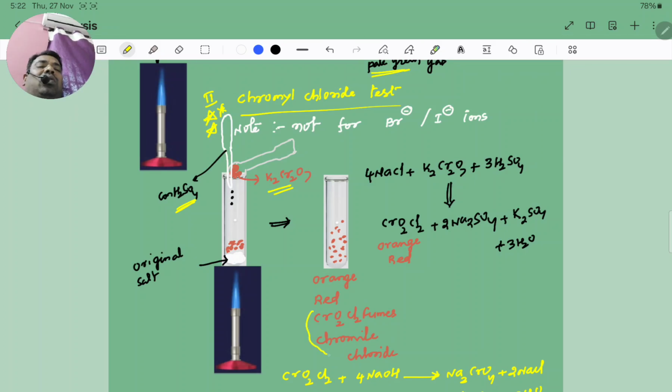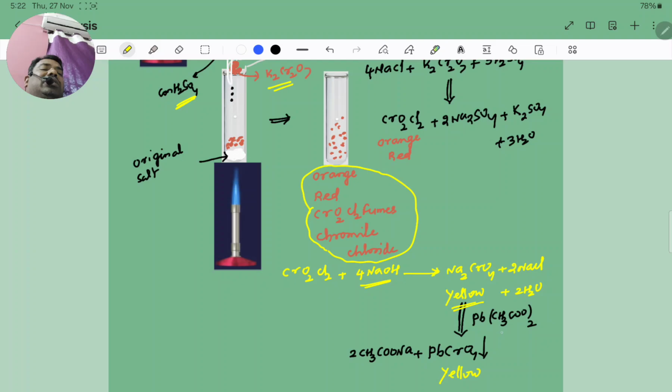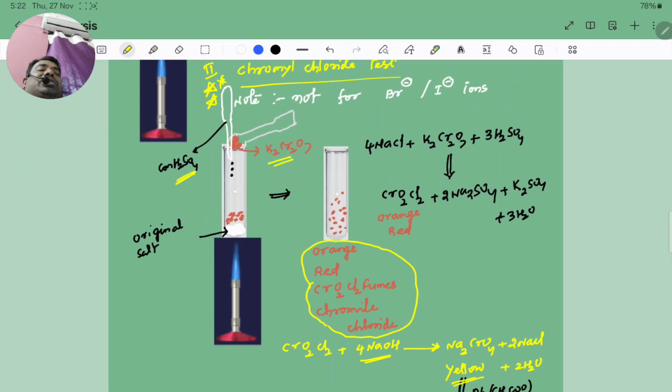This is chromyl chloride fumes, that orange-red color fumes which indicates the chromyl chloride fumes, right? Now after the formation of chromyl chloride fumes, student, then add sodium hydroxide and it will form a yellow color precipitate. This yellow color precipitate is passed through the lead acetate solution and it will form lead chromate. So this will indicate, student, the chloride ion confirmatory test, right?